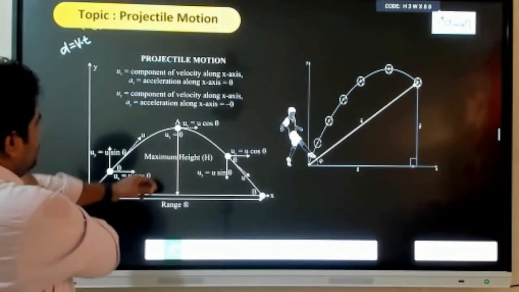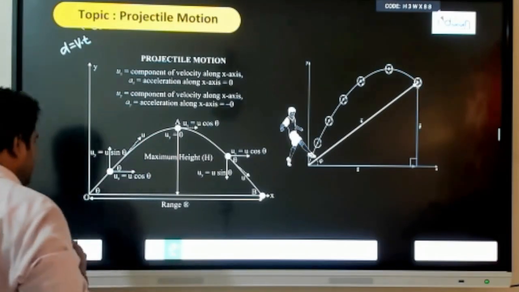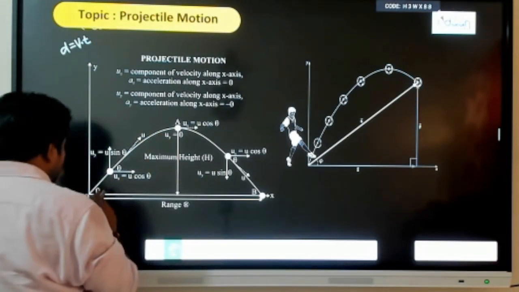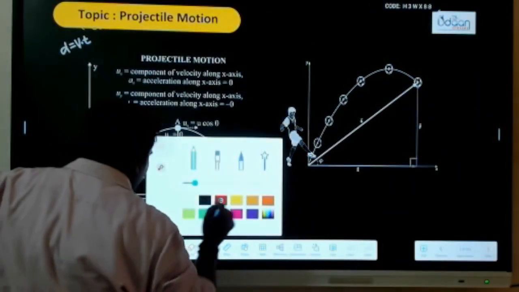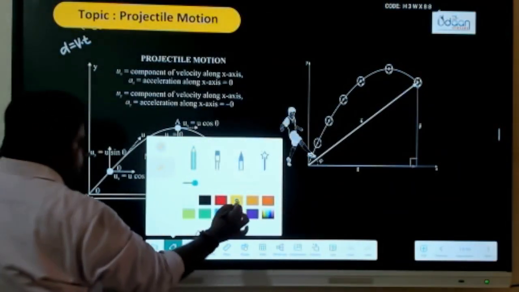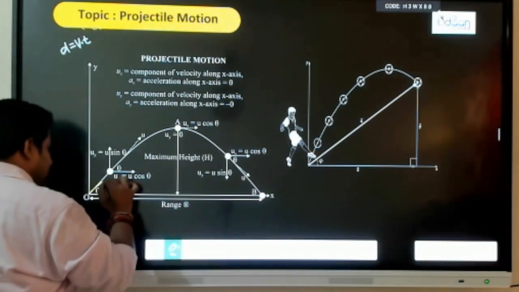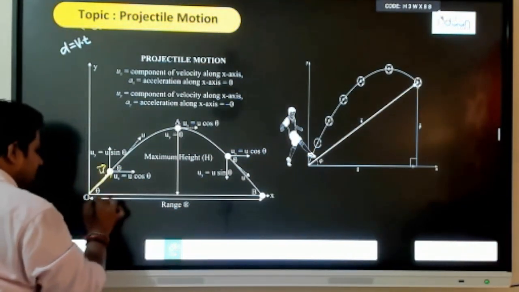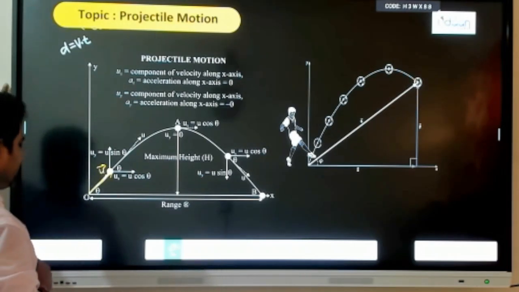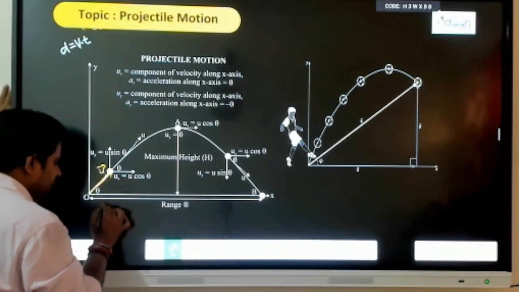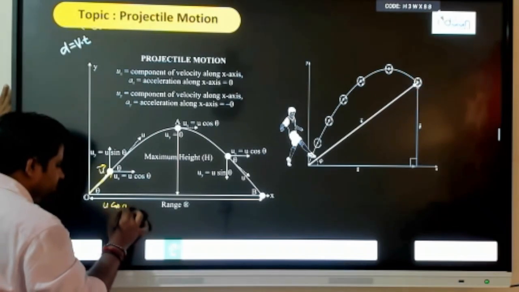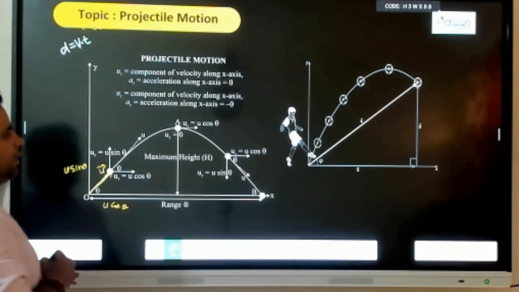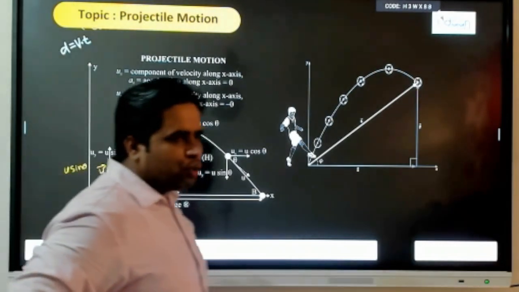So here guys, you understand my point. What I mean to say, if this is the initial velocity and it is making some angle theta this way, this is the u vector. And if the u vector is making some angle theta with the x-axis, then what you are going to write down? Here it will be written as u cos theta, and this side it will be written as u sin theta. Guys, I hope you have understood my point.